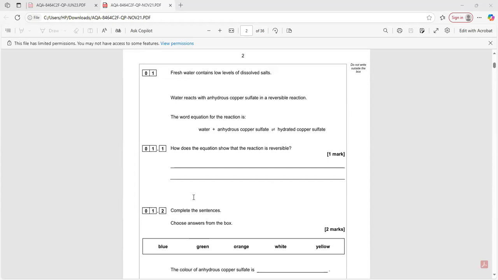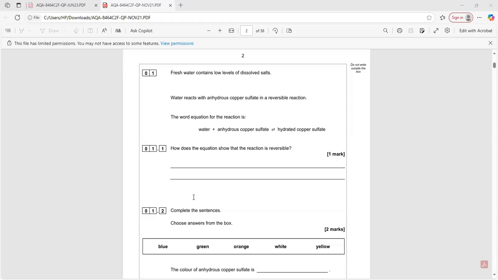Okay, so let's look at the first question. It's about fresh water. It says fresh water contains low levels of dissolved salts compared to seawater. The question is this: water reacts with anhydrous copper sulfate in a reversible reaction. The word equation for the reaction is water plus anhydrous copper sulfate. Please remember that the word anhydrous means it's dry, no water in it.